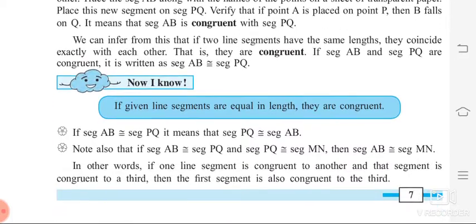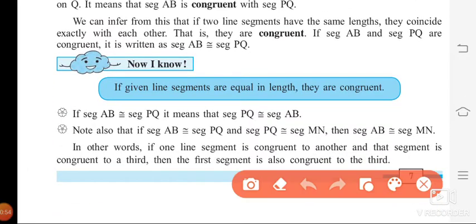If given line segments are equal in length, then they are congruent. So on this blue box you may have a fill in the blank, like: if given line segments are equal in length, they are dash. The answer will be congruent. You may also have: if given line segments are equal in dash, they are congruent. Then the answer is length.